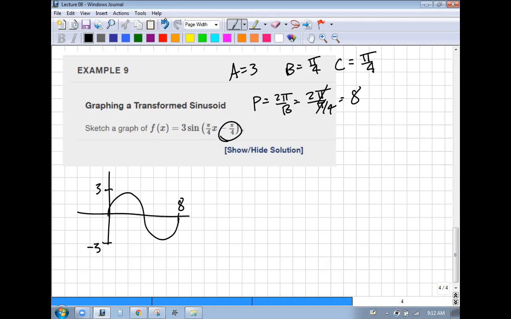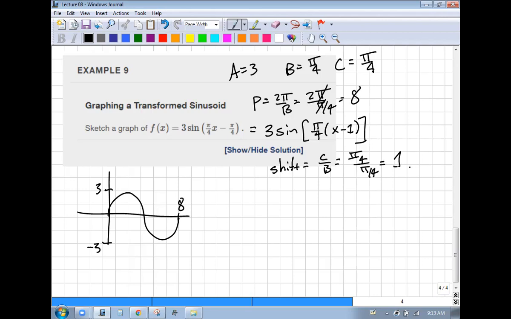Now, I can't just say I'm going to shift to the right by pi over 4, okay? Let me rewrite this in another way. The shift is what's being subtracted from x, not what's being subtracted from pi over 4 x. If I factored out this pi over 4, this would be an x minus 1. Just rewriting the inside here. You can see that the shift, what you're subtracting from x, is just 1, okay? Remember, your horizontal shift would be c over b, or pi over 4 divided by pi over 4, which is 1. So our shift is 1, so we'd have to take this and move it to the right by 1.